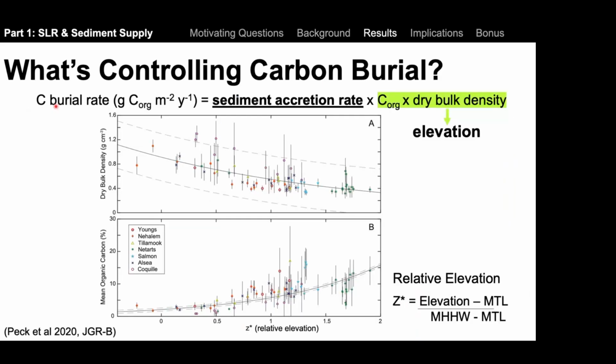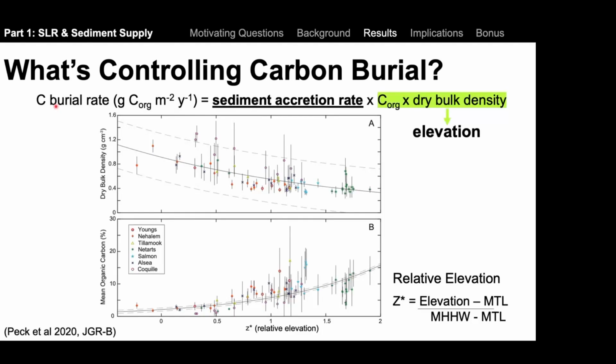Okay, so one of the ultimate goals of this work was to determine what's controlling carbon burial. And in a lot of ways, this is a foregone conclusion because we have an equation for calculating carbon burial. So the carbon burial rate is the product of the sediment accretion rate multiplied by the organic carbon content multiplied by the dry bulk density.